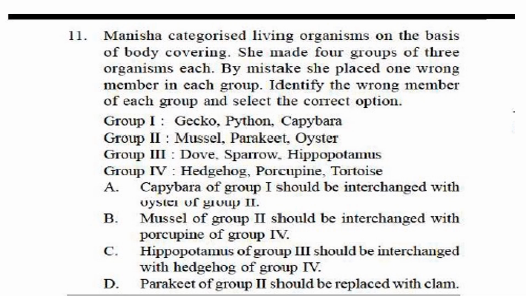Answers are option A. Capybara of group 1 should be interchanged with oyster of group 2. B. Mussel of group 2 should be interchanged with porcupine of group 4. Option C. Hippopotamus of group 3 should be interchanged with hedgehog of group 4. Option D. Parakeet of group 2 should be replaced with clam. And the right answer is option D. Parakeet of group 2 should be replaced with clam.